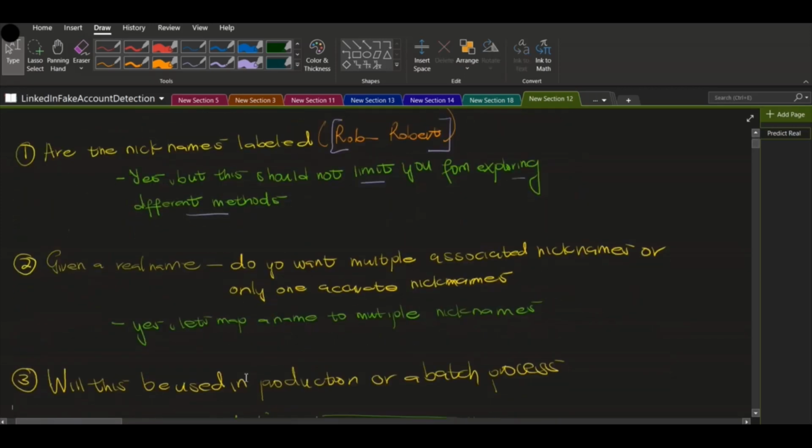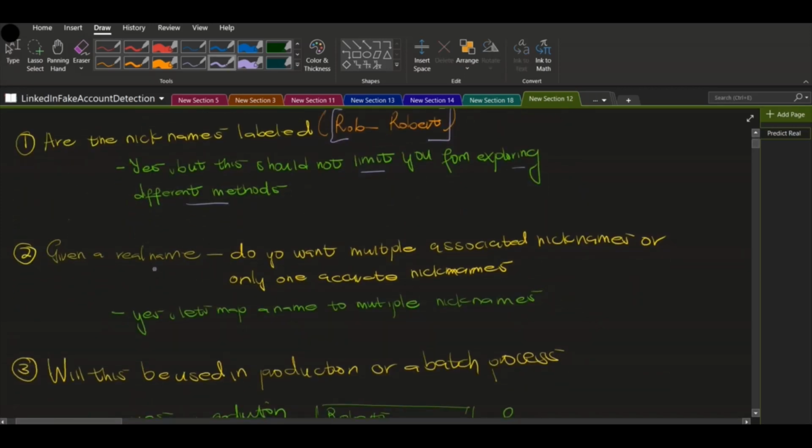So my second question will be, if we're given a real name, do we want to associate only one accurate nickname, or do we want multiple of them? My point with this question is to know if this is going to be a multi-label task, or if, given a real name, you just want only one thing. So this is going to be a multi-label task, meaning that if you're given a real name, or you're given a nickname, you return multiple nicknames, something like that, right?